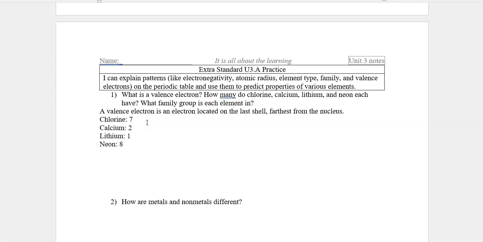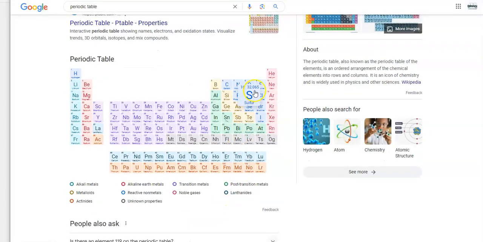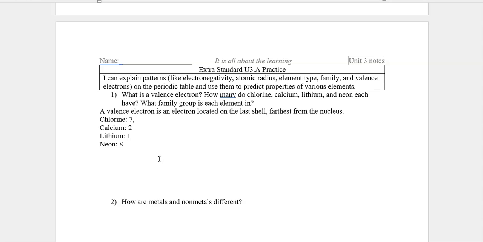What family group is each element in? Chlorine again is right here, so it's a halogen. Calcium is an alkaline earth metal. What was the other one? Lithium is an alkali metal, and neon is a noble gas, or inert element would also be acceptable. So chlorine is a halogen, calcium, alkaline earth metal, lithium, alkali metal, neon, noble gas.